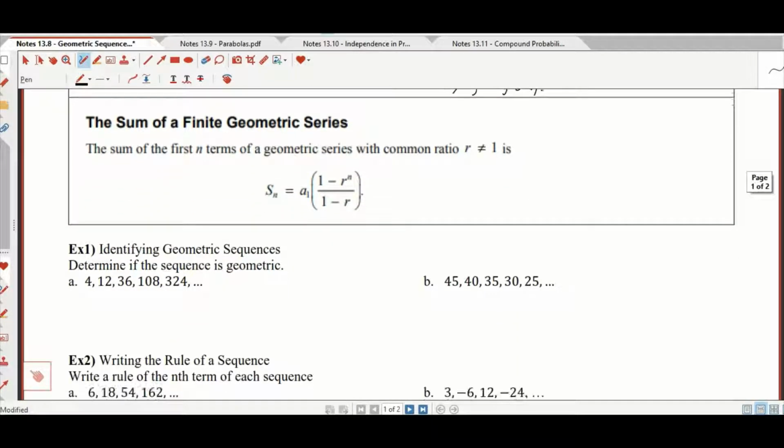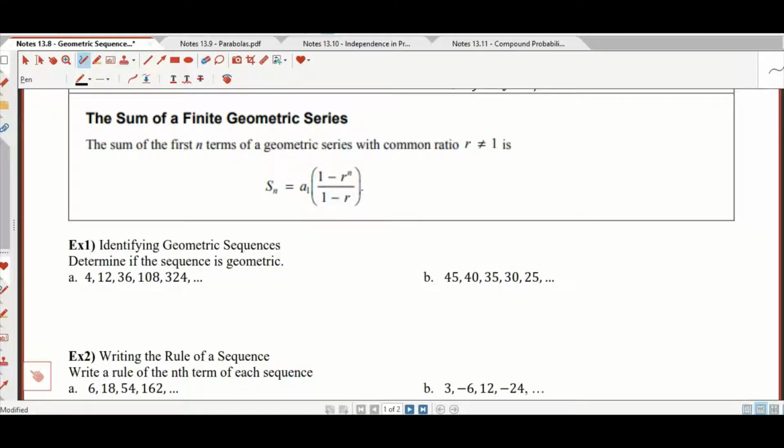Now, it turns out you can calculate the sum of a finite geometric series. The sum of the first n terms of a geometric series with a common ratio that's not 1 is S sub n equals a sub 1 times 1 minus r to the n over 1 minus r. That's going to be a big deal.